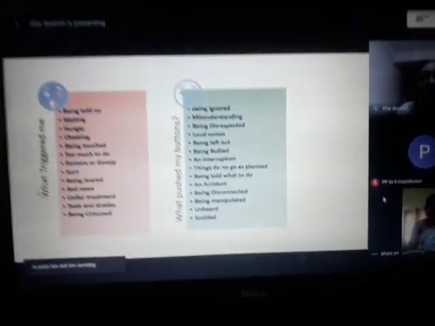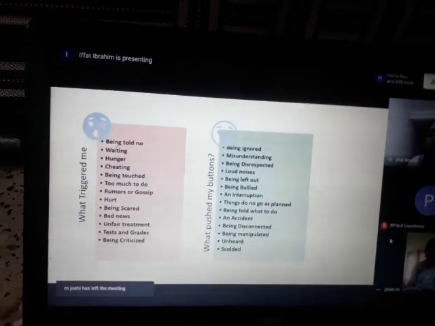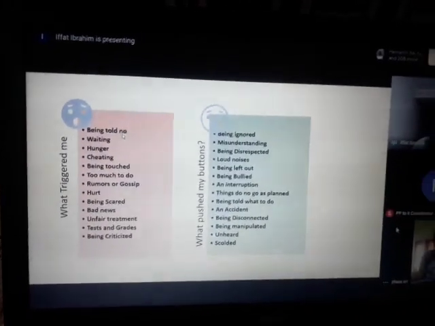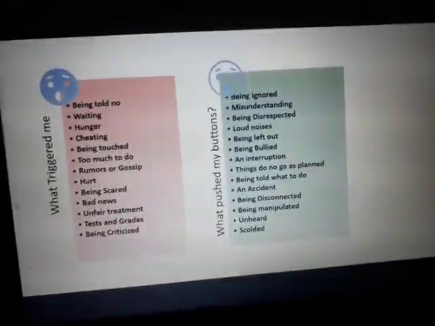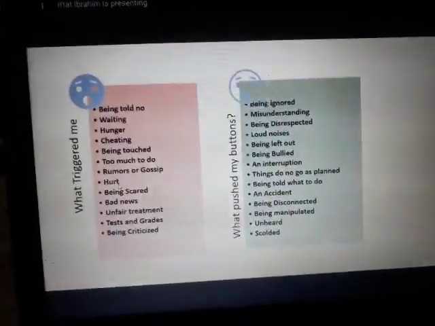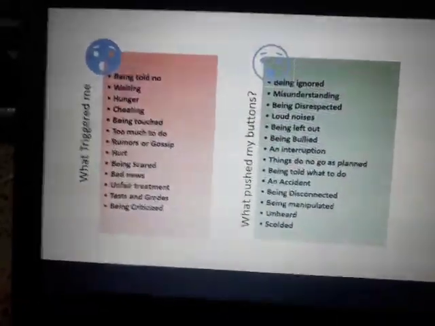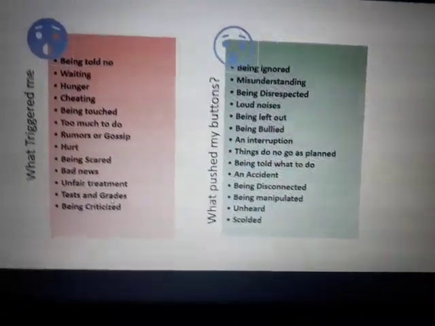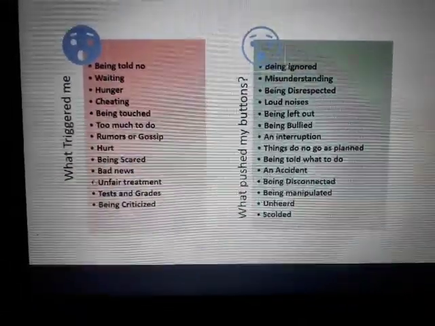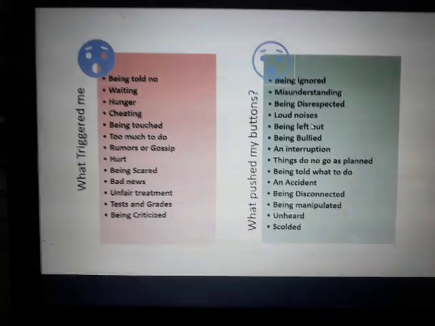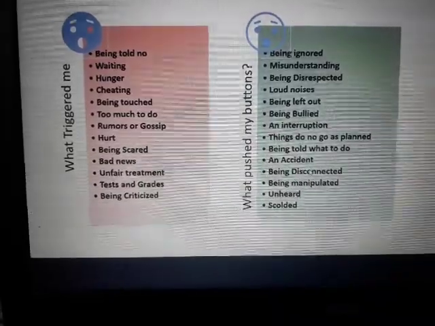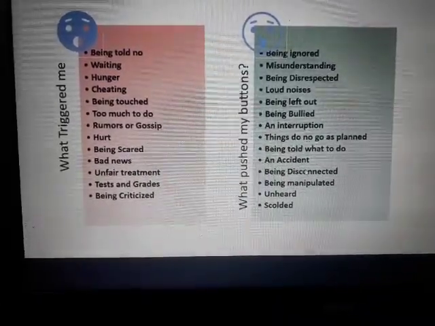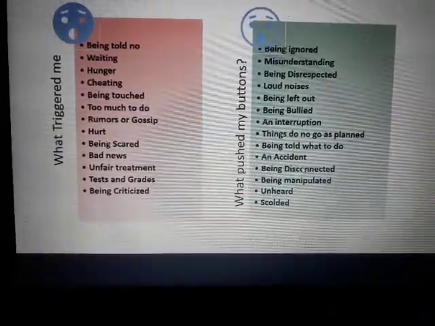So these are some of the triggers. Some people get upset when they get angry, frustrated, when they are told no. Hunger, cheating, being touched. People may not like being touched, or people may not like when some rumors or gossip are being spread about them, when they're feeling hurt, when they're getting scared. Children get very upset or they start having strong emotions when tests are there, being ignored, being left out, being bullied, being disconnected. So all these are the triggers, or these are the buttons which get pushed for people.